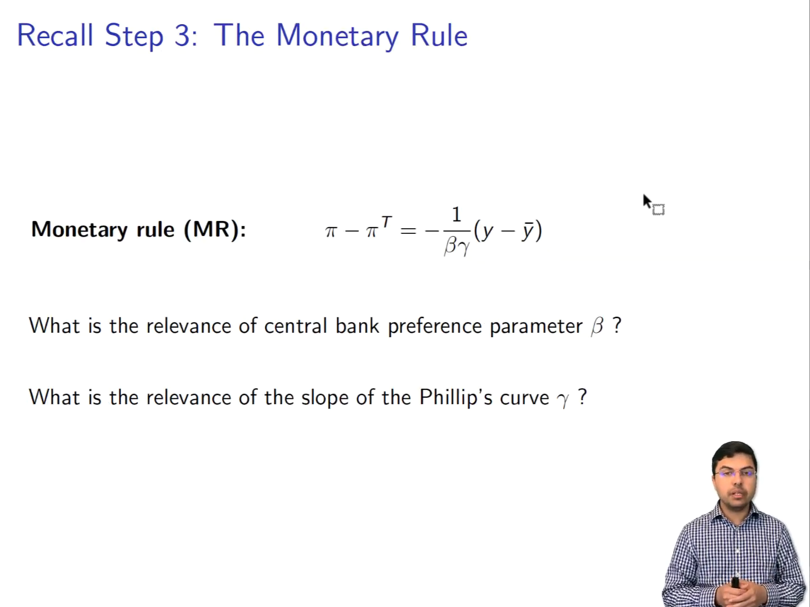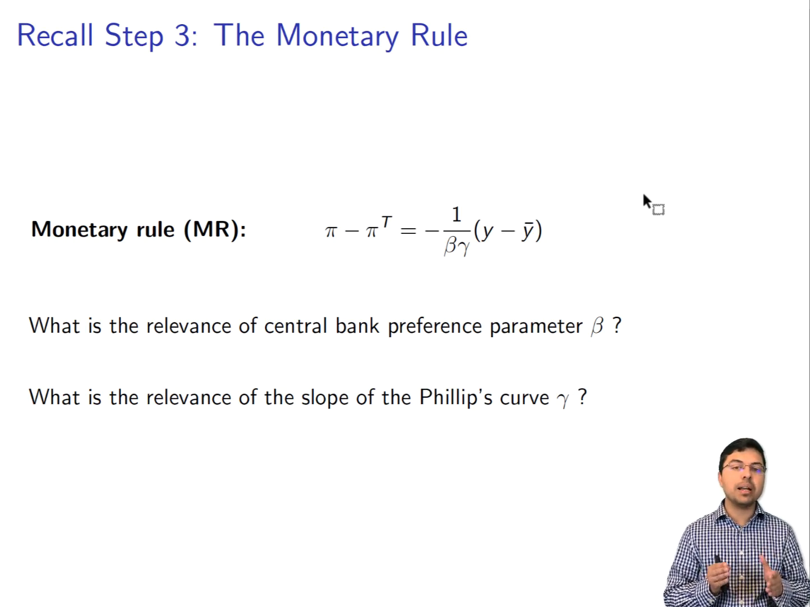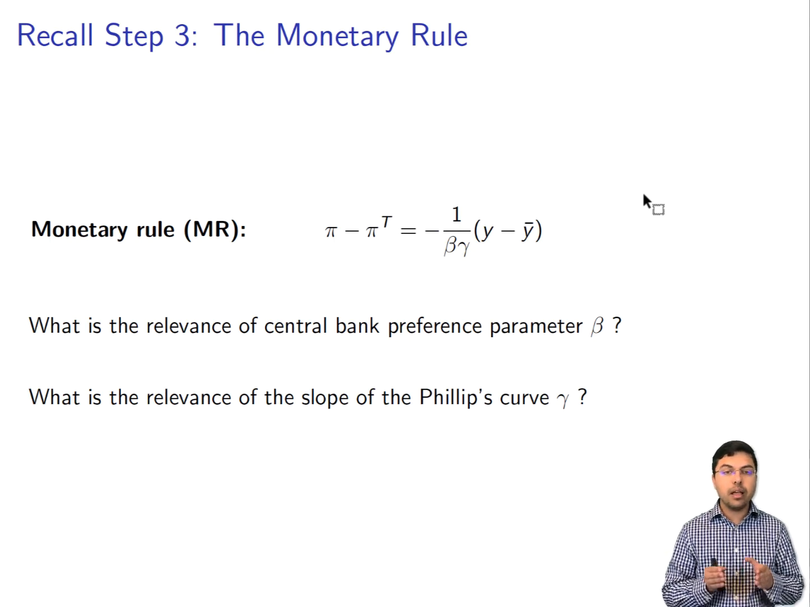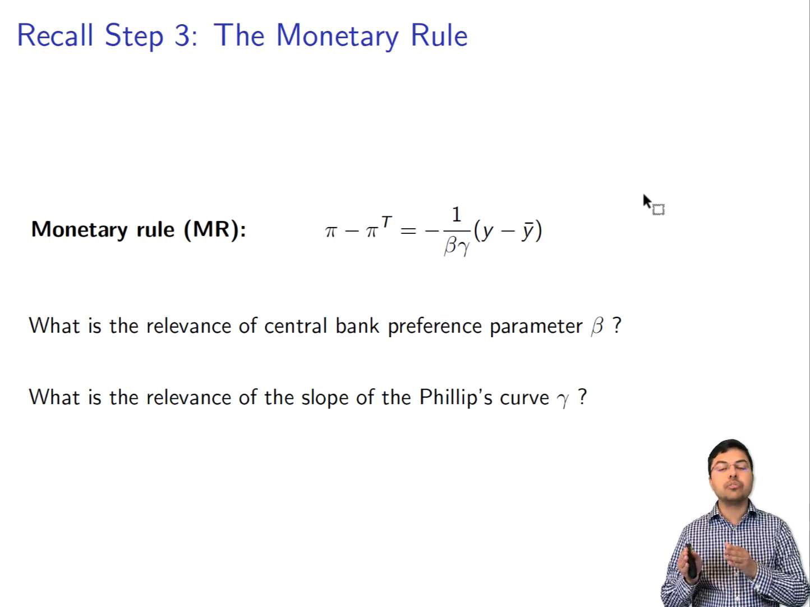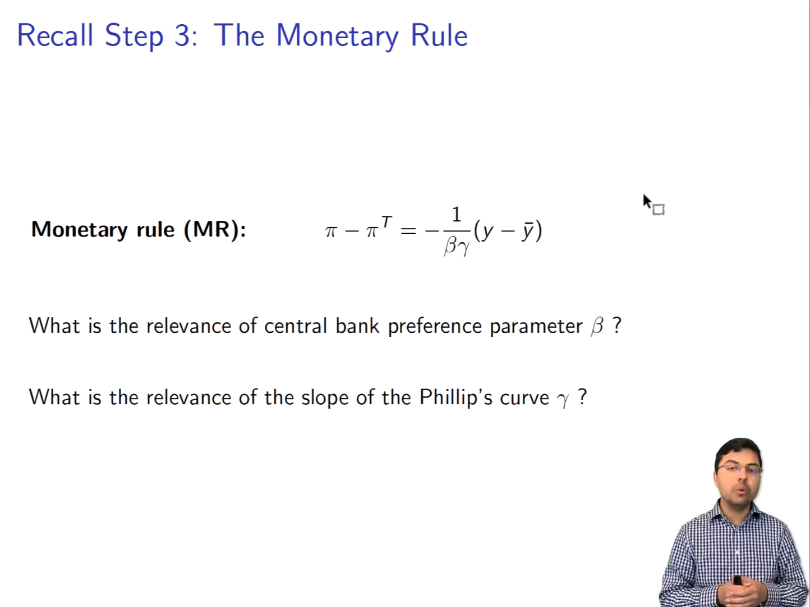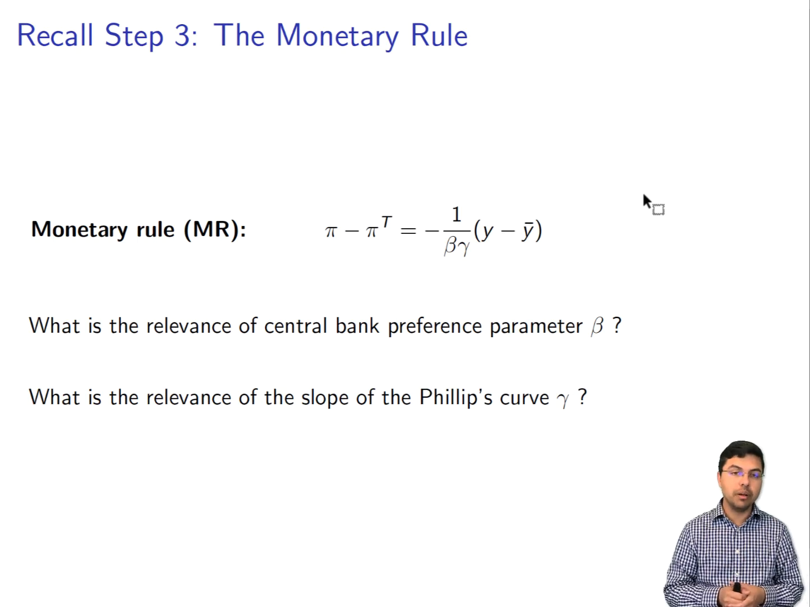To begin with, if we recall the previous lecture, we graphically derived the monetary rule and we showed that the monetary rule is represented by this equation. There are two key questions that we want to answer with regards to the monetary rule. First, we want to understand how the central bank preference parameter beta affects the central bank's monetary rule. Second, we want to understand how the slope of the Phillips curve gamma affects the central bank's monetary rule.